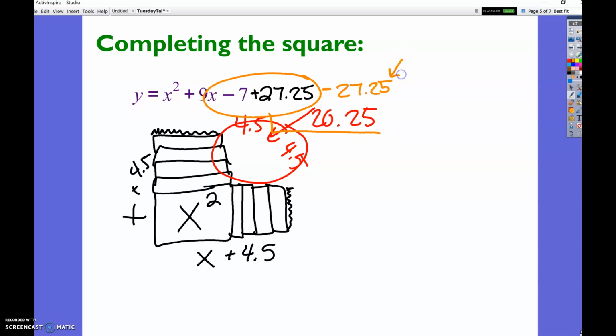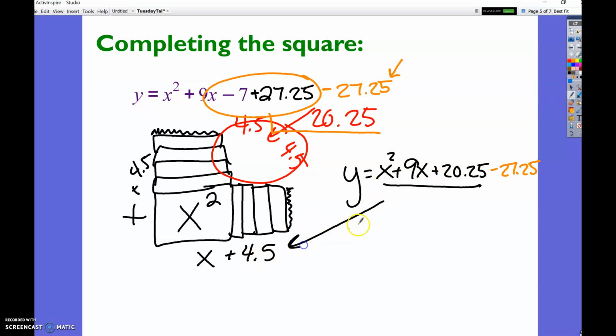This is my booger who will just float down along for the rest of the time. So I'll have y equals x squared plus 9x. If I take 27.25 positive and subtract 7, I'm going to have my desired 20.25 with my booger of negative 27.25. And now, this doesn't really look fun to factor, I'm not going to lie, but let's just use our tiles over here.